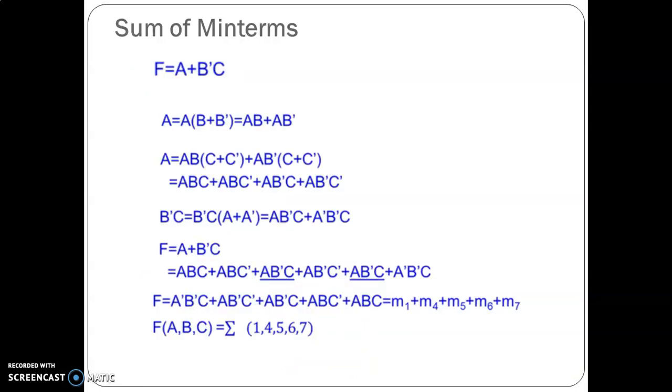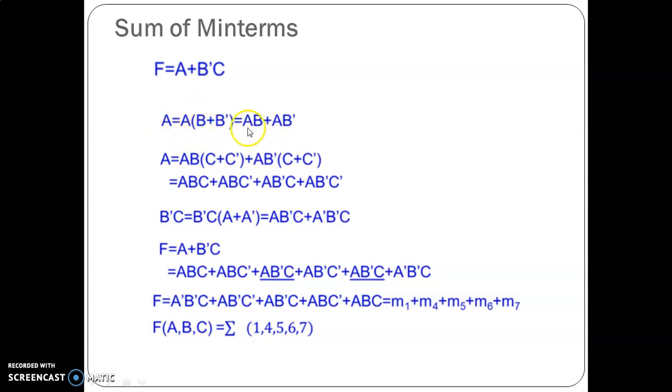Now let us consider sum of minterms. So now we are going to express the Boolean function as a sum of minterms. Let us consider this function A plus B bar C. There are three variables available, A, B and C. When we take the first term, there are two variables missing. B and C are missing here. So we multiply A with B plus B bar, because B plus B bar is 1. So A dot 1 is the same as A. Now multiplying A inside, we get AB plus AB bar.